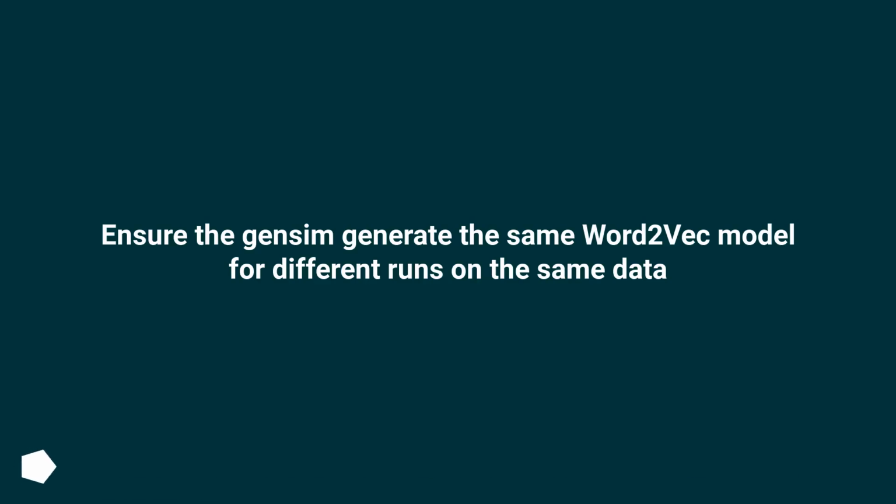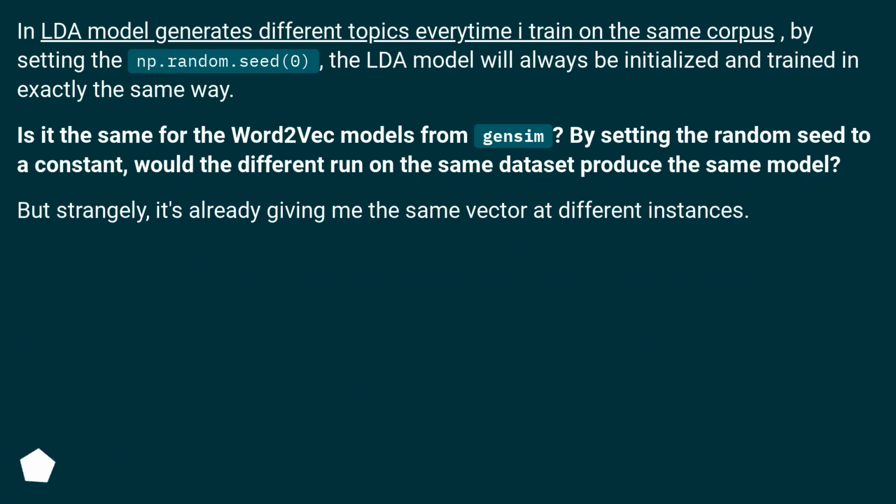Ensure gensim generates the same Word2Vec model for different runs on the same data. An LDA model generates different topics every time I train on the same corpus. By setting np.random.seed(0), the LDA model will always be initialized and trained in exactly the same way.